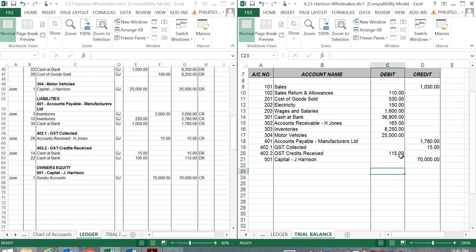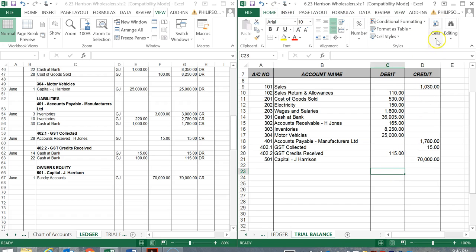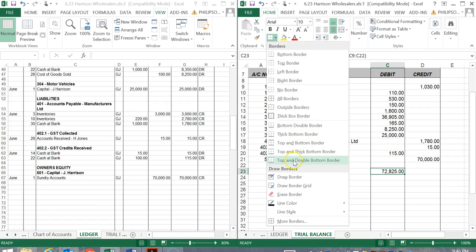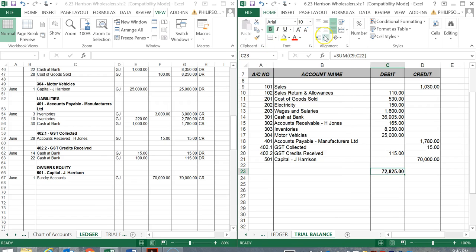Okay, so let's come down here. We're going to auto sum this here. Going to put a double underline underneath it. Give it a dollar sign, make it bold. Okay, and then copy this across here. Bam! There we go, balances.